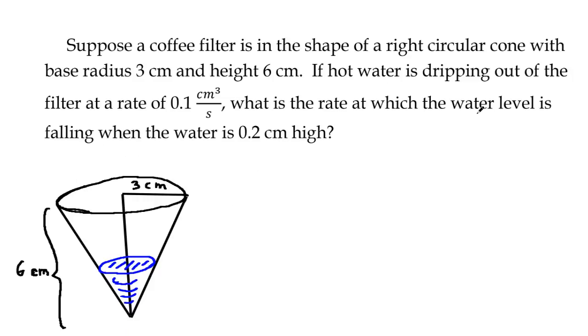Suppose a coffee filter is in the shape of a right circular cone with base radius 3 centimeters and height 6 centimeters. If hot water is dripping out of the filter at a rate of 0.1 cubic centimeters per second, what is the rate at which the water level is falling when the water is 0.2 centimeters high?